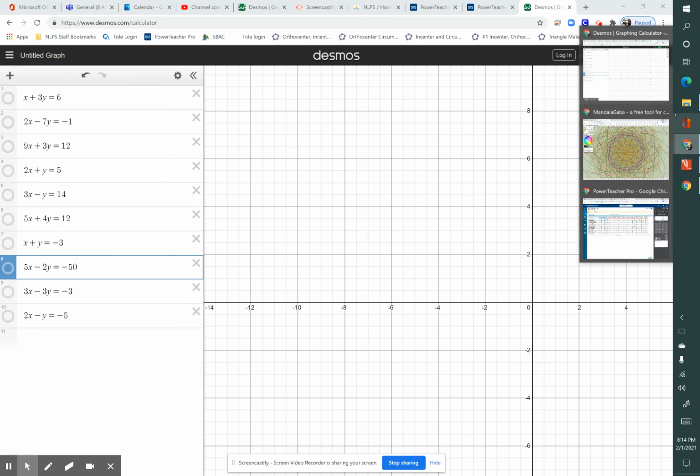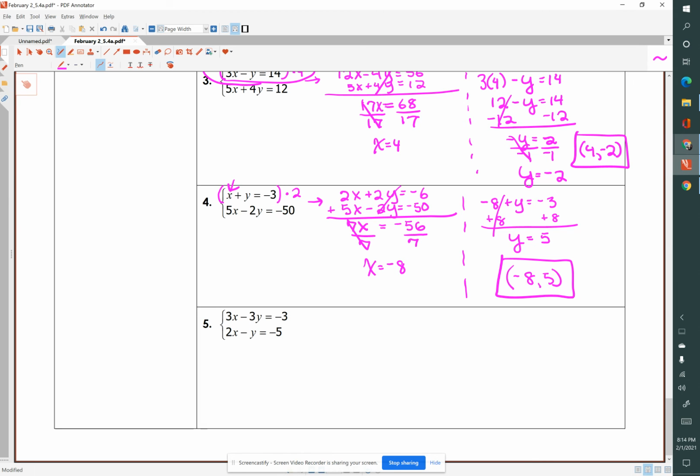And let's look at our final problem for today, before we do our exit ticket. I've got 3x minus 3y equals negative 3 and 2x minus y equals negative 5. Well, if I multiply this second equation by 3, and then I subtract, that's going to get me to where I need to be to eliminate those y's. So let's rewrite the first equation. It stays the same: 3x minus 3y equals negative 3.